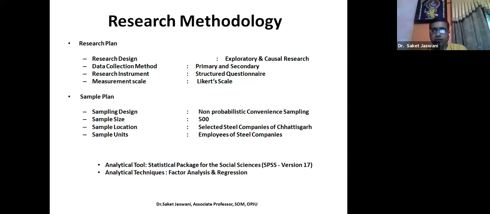Research design will be exploratory and causal research. Data collection, primary and secondary. A structured questionnaire will be the research instrument. Measurement scale will be Likert scale. It can be 5-point or 7-point. Sampling design is non-probabilistic convenience sampling. So we opted for convenience sampling, and then we will try to find out the employees who are near to us, whom we can reach. And then the minimum sample size we decided is 500. Sample location is selected steel companies of Chhattisgarh, and sample unit is employees of steel companies.